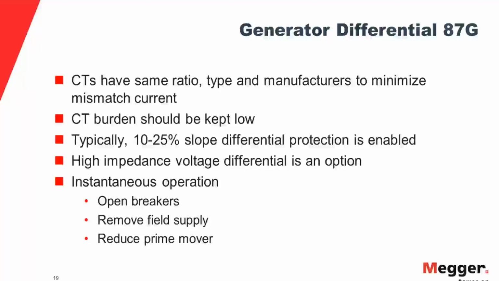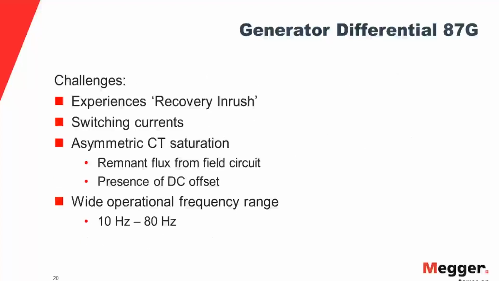Also, you have the burden of the CT and its circuit is kept typically low. Majority of the time, percentage differential is what is implemented, and the slope is about 10 to 25%, as I mentioned before. On top of that, depending upon the type of generators, you can also have a high impedance voltage differential as an option.